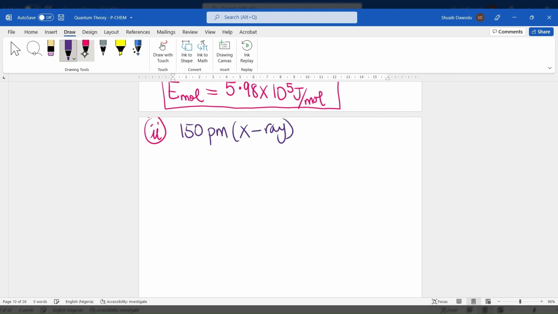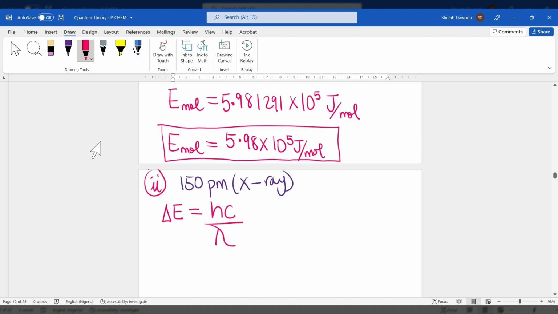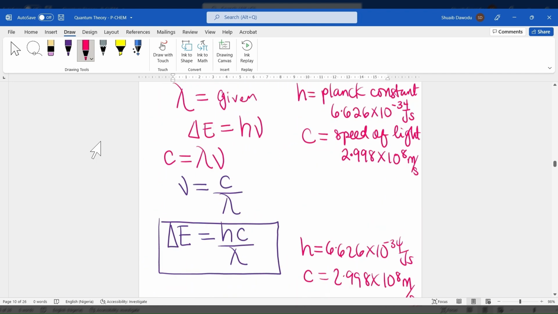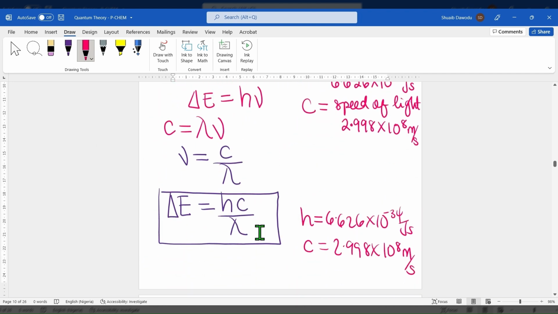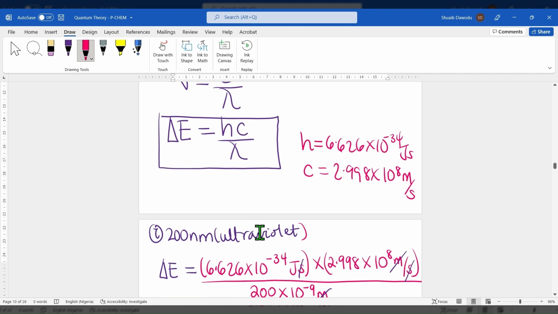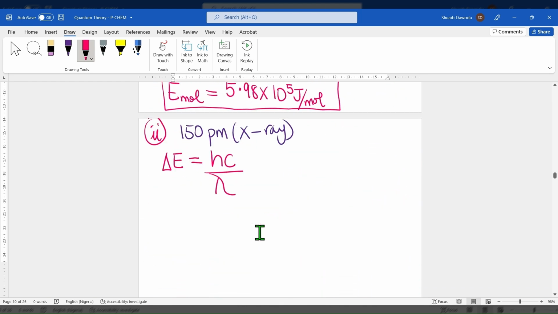So remember, what is the formula? The change in energy, or energy of photon, let's just say energy of photon, is basically H times C divided by lambda. So the first formula that we derived here, we're going to be using this one, H times C divided by lambda, where H is 6.626 times 10 to the power of negative 34 joule seconds, and C is going to be 2.998 times 10 to the power of 8 meter per second.